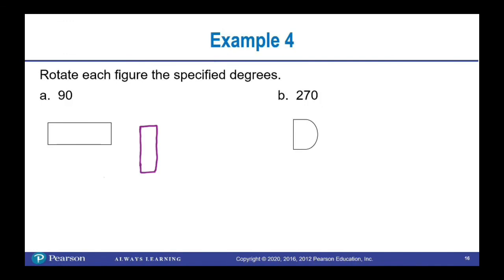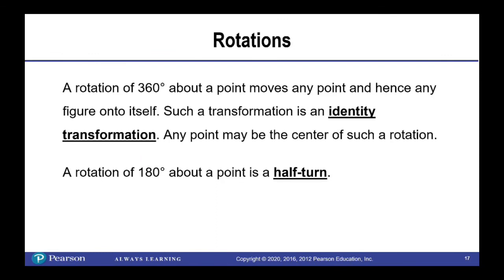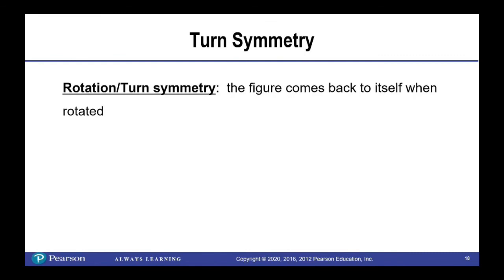If I rotate that figure 90 degrees, you'll see the image. Then if I rotate another 90 degrees, it would be 180, and then 270, you'll see that final image. A rotation of 360 degrees about any point moves any point and the figure to itself, so it's called an identity transformation. And a rotation of 180 degrees about a point is called a half turn. Now rotation or turn symmetry is when the figure comes back to itself when it's rotated. We looked at this in section 11.2.